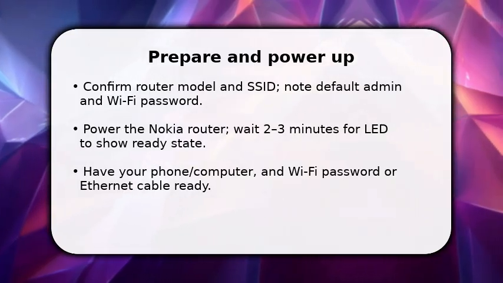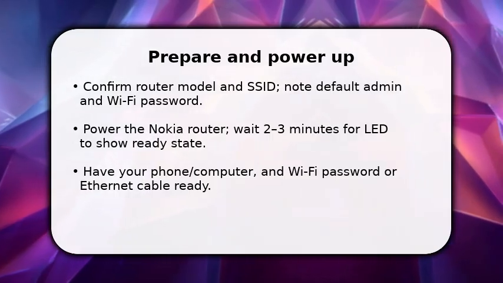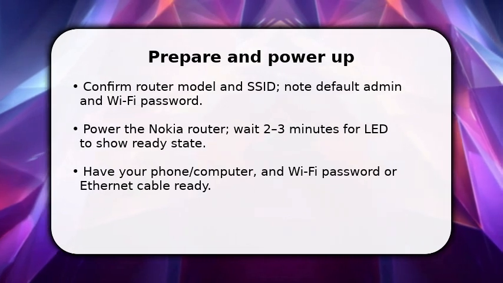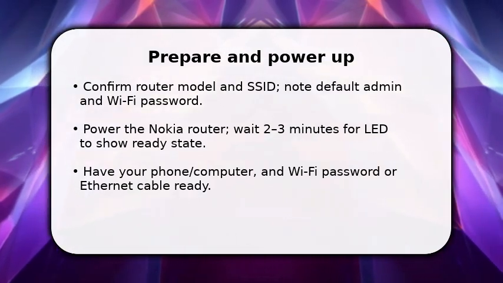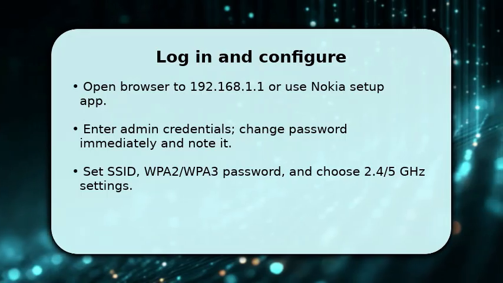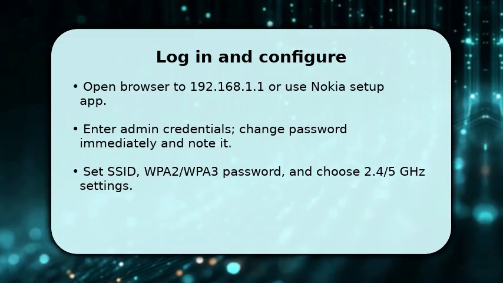Make sure to disable VPNs and Wi-Fi extenders during setup, so the device communicates directly with the router for initial configuration. You now log into the router using the browser address 192.168.1.1 or the Nokia Setup app. Enter the admin credentials shown on the device or sticker.